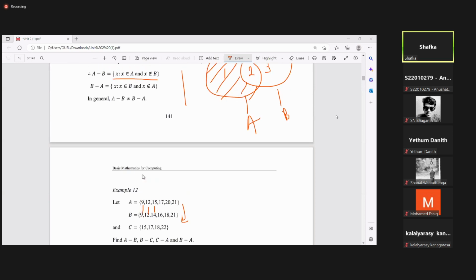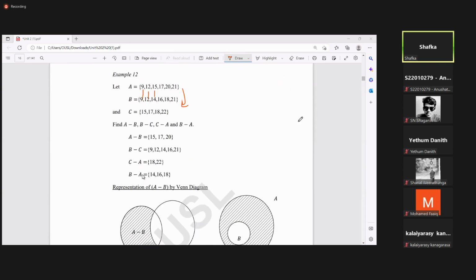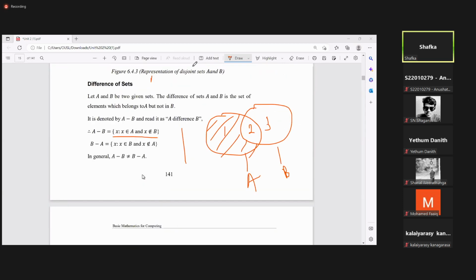Okay? So, yeah, in chat, someone says 1 and universe. Is that universe? If you are considering the universal set, okay, what happens? Is that in capital A?